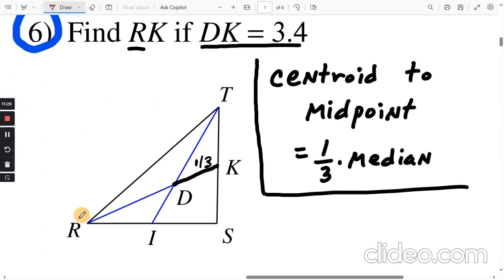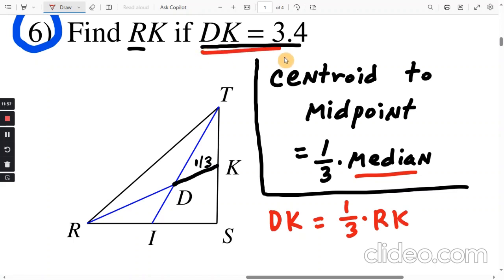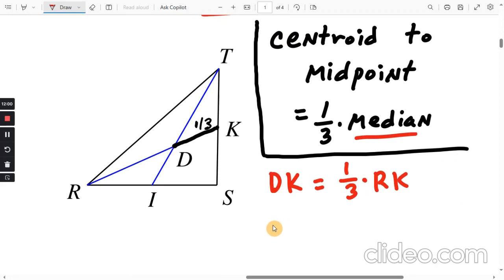All right, so if we were to write a formula, DK is just going to equal 1/3 of the median. What's the median? Well, the median runs all the way from K to R. Or you can say RK, same thing, KR or RK. So that's times RK. All right, so what were we given? We were given DK as 3.4. So in place of DK, I'm going to plug in 3.4. And that equals 1/3 times RK.